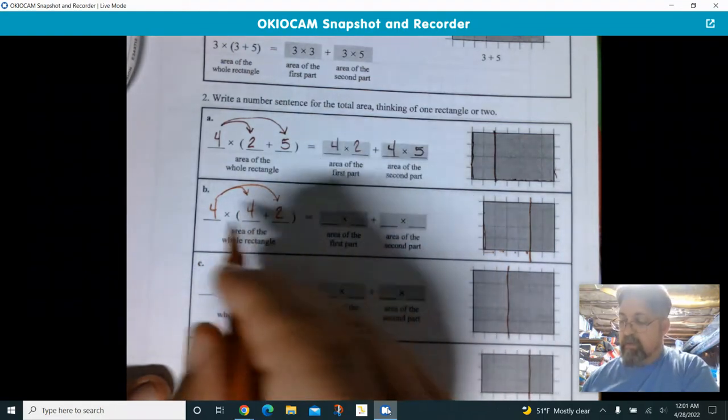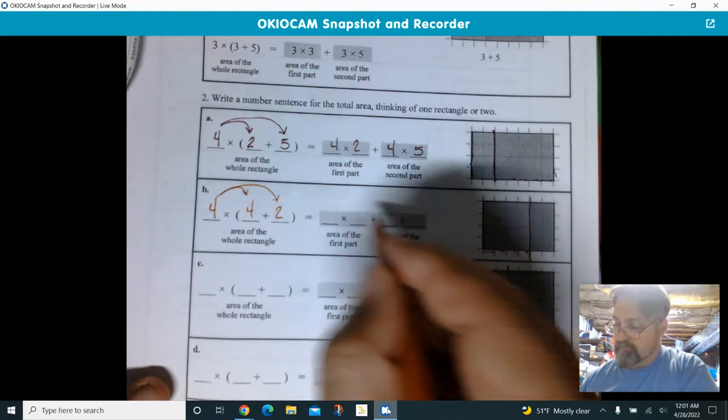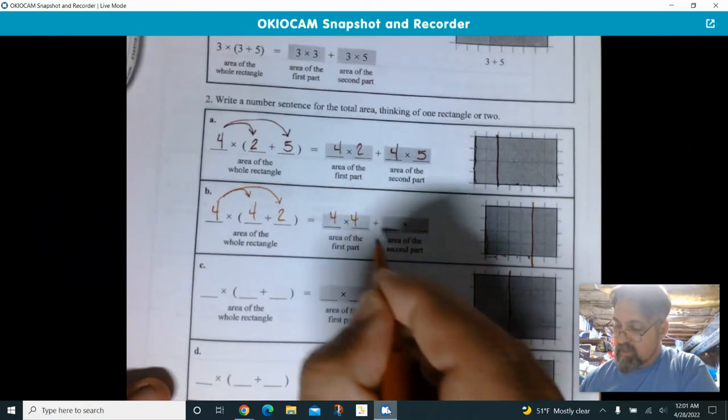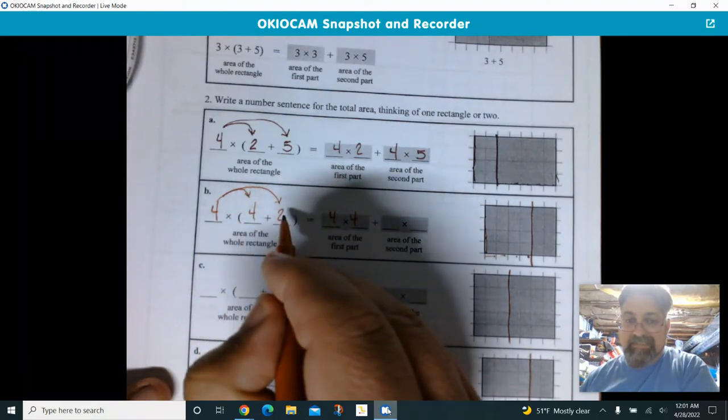And again, if we break that down with the distributive property, 4 times each one of these numbers. 4 times 4 plus 4 times 2.